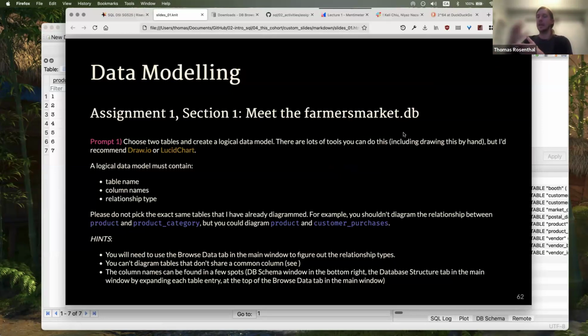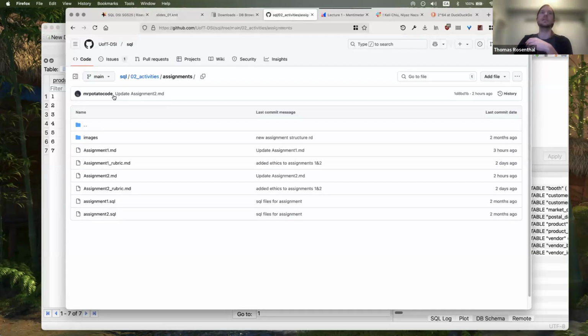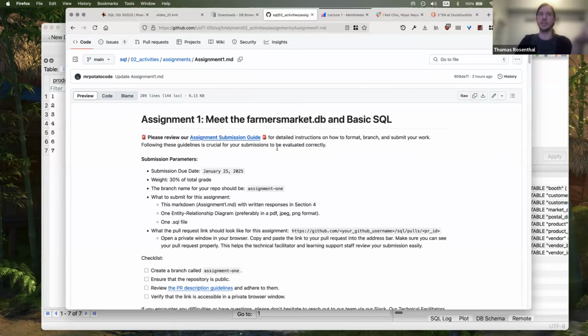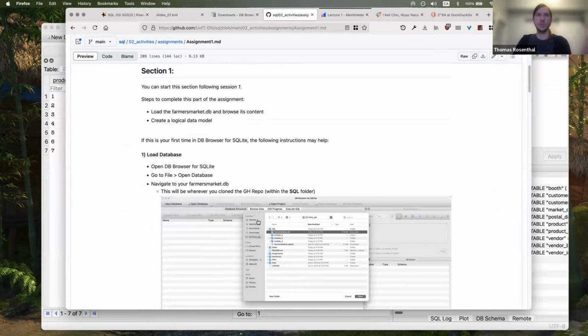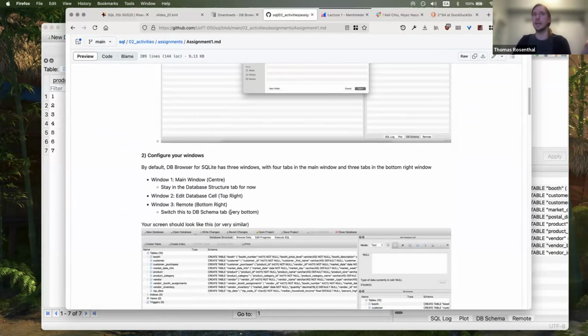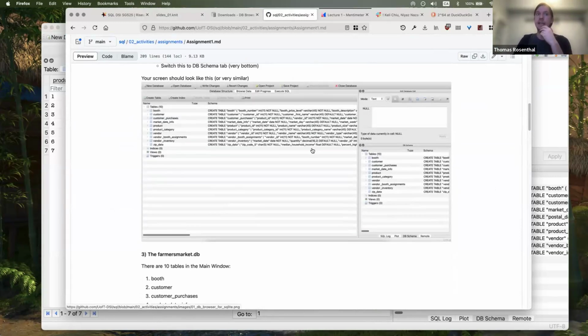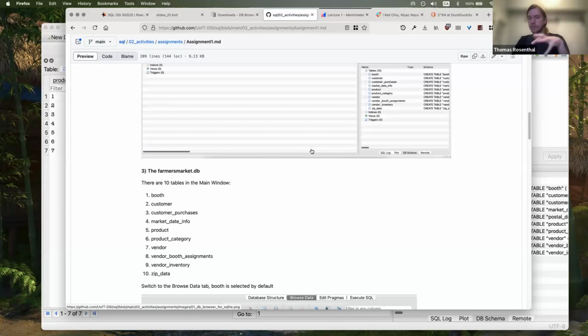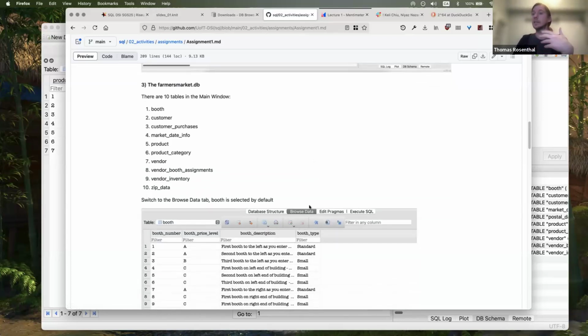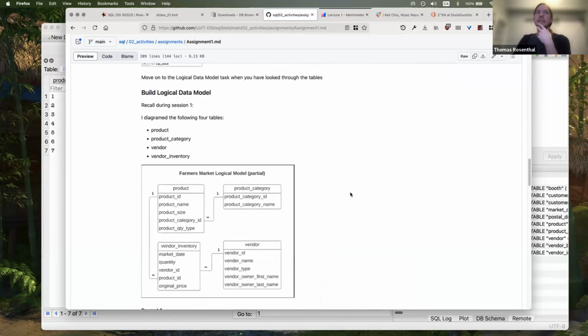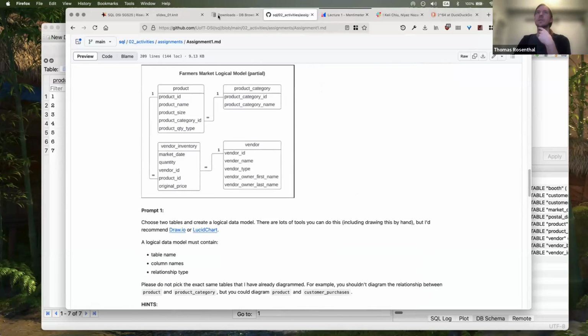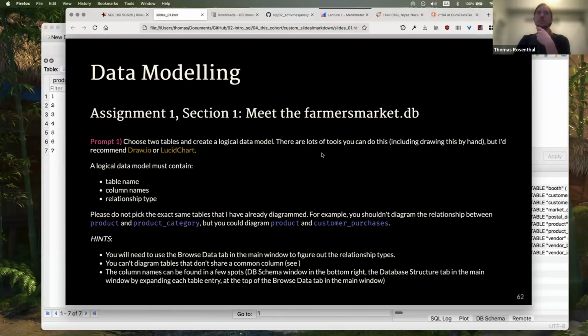So for this assignment 1, section 1, the first prompt here is to meet your farmers market database. So in the assignment, you'll find that there are some instructions here on how to load your database, just like I showed earlier, just walking it through. If it's the first time, how to configure your windows, things like that. So just the beginning of this is a preamble that explains how to navigate the tool until you get down to your question here, which is I want you to choose 2 tables and create a logical data model.